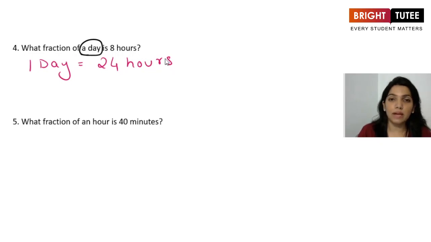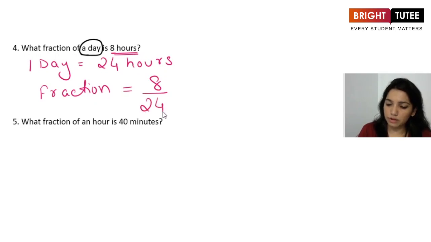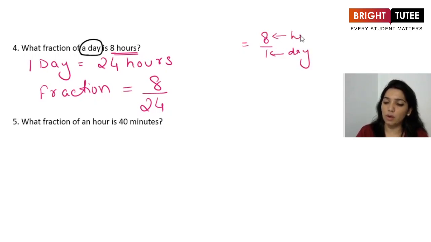Is that right? And how many hours are they asking you? 8. So what is our fraction? The fraction is 8 out of 24. Is this clear? It is 8 hours out of a day, and the day is 24 hours. Don't make the mistake of writing 8/1. Here this 1 is in days and this 8 is in hours. So every time you write a fraction, these two units need to be the same. If here it is hours, this will be hours as well.